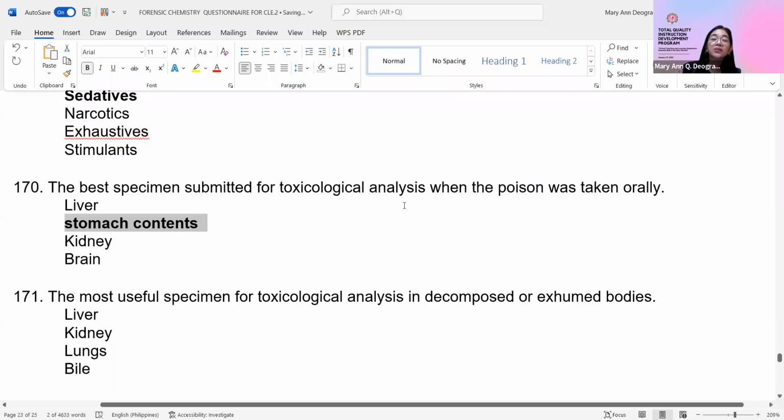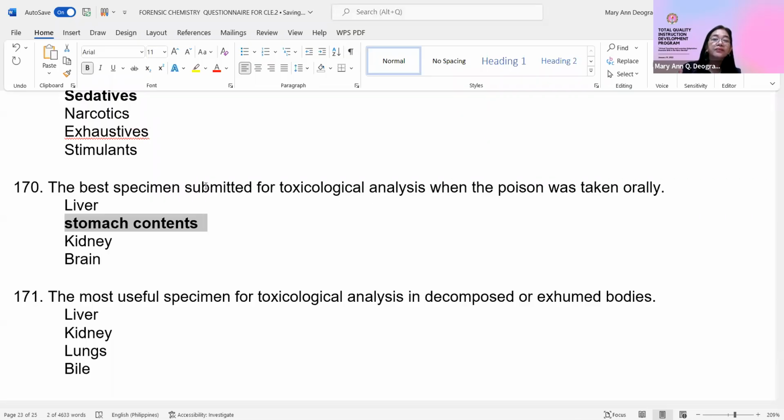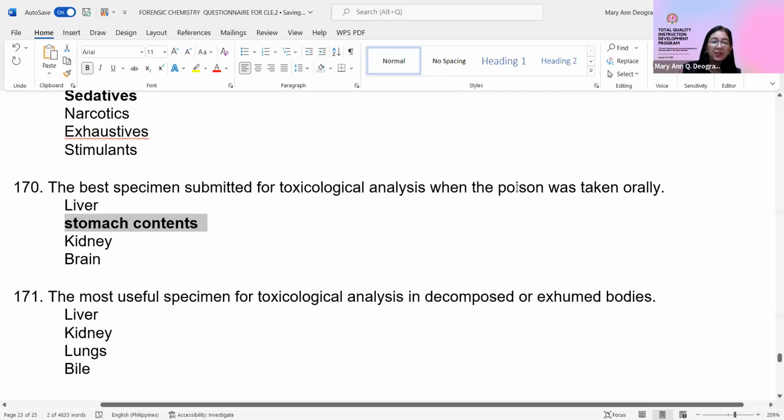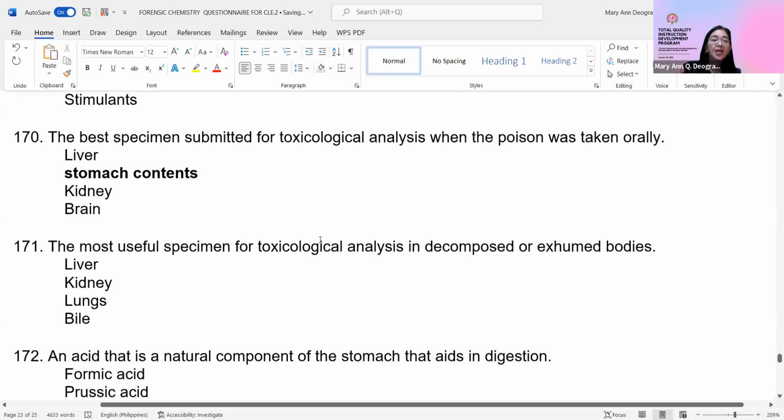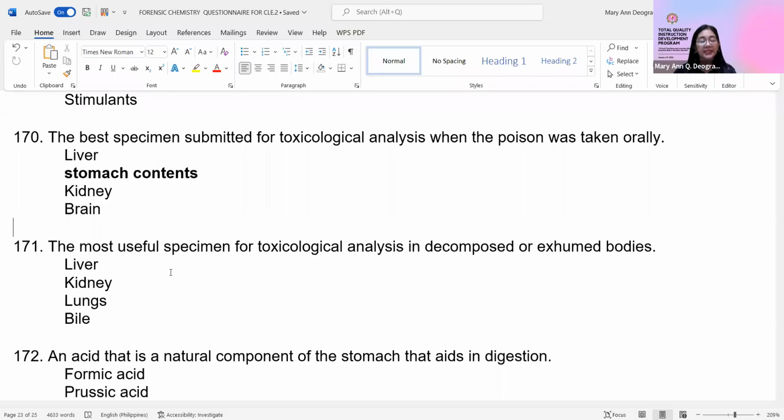Common sense. So, kung kinain ng poison, nasaan yung poison? Siyempre, nasa stomach natin. Most useful specimen for toxicological analysis in decomposed or exhumed bodies. Pag nabubulok na yung body, alin ang dapat i-submit? Is it the liver, the kidney, lungs, or bile?